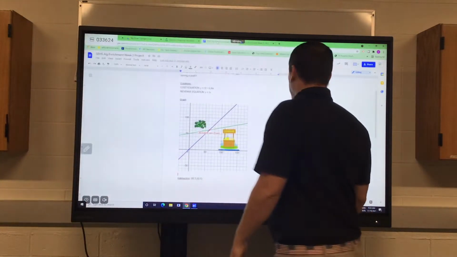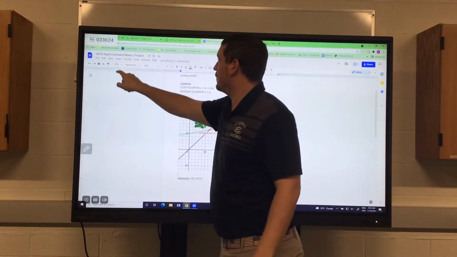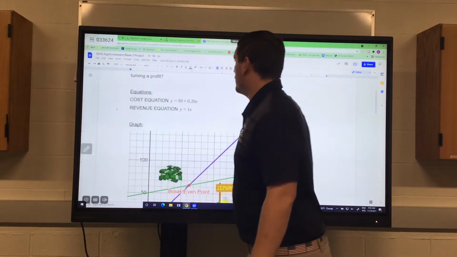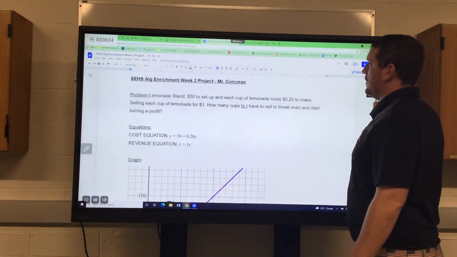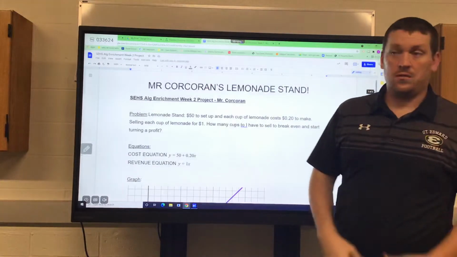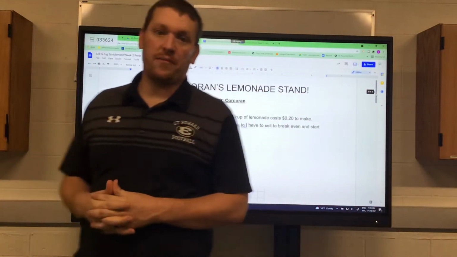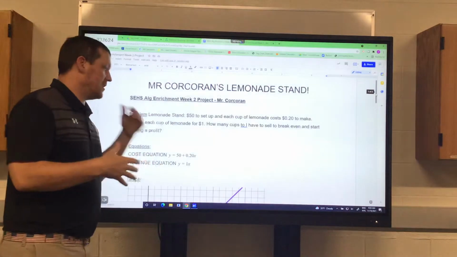Okay, so looking at a Google Doc here, let me zoom in a little bit for you. What you can do is create your own paper or just ask yourself a bunch of questions and figure out, what can you do with this graph?